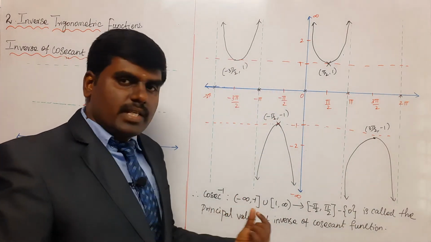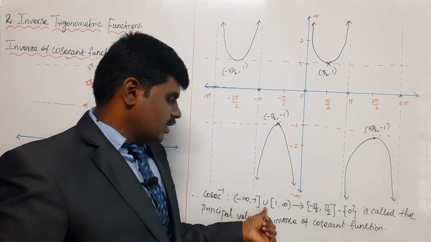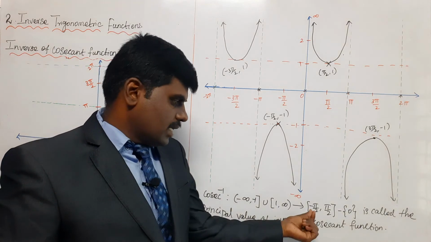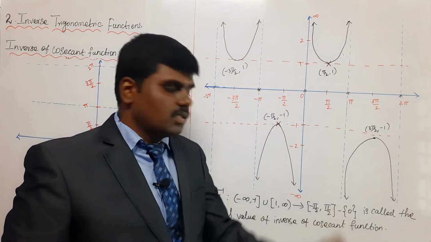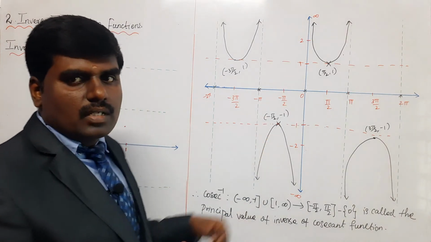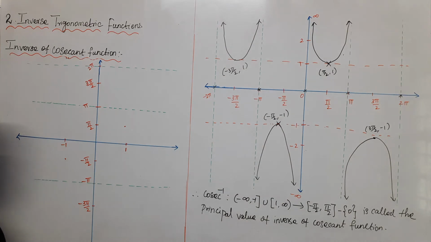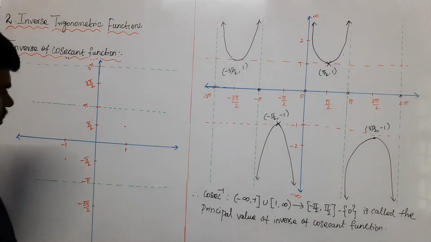For the inverse of the cosecant function, the domain is minus infinity to minus 1, union 1 to infinity. The range is minus pi by 2 to plus pi by 2, except 0. This is the cosecant curve. So now I will convert it to the inverse of the cosecant curve. How to convert? Same way, just find it.